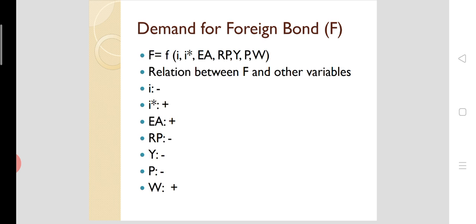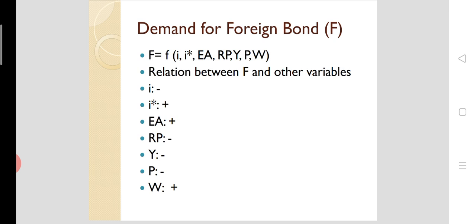So let's look at the first factor, which is I, the domestic rate of interest or the rate of interest on the domestic bond. Whenever the rate of interest on domestic bond is higher, the demand for domestic bond will increase, but the demand for foreign bond will come down for sure. Second factor is I star. I star is the rate of interest on foreign bond. When foreign bond is offering a higher rate of interest than the domestic bond, then demand for foreign bond will increase. So it is positively related to foreign bond.